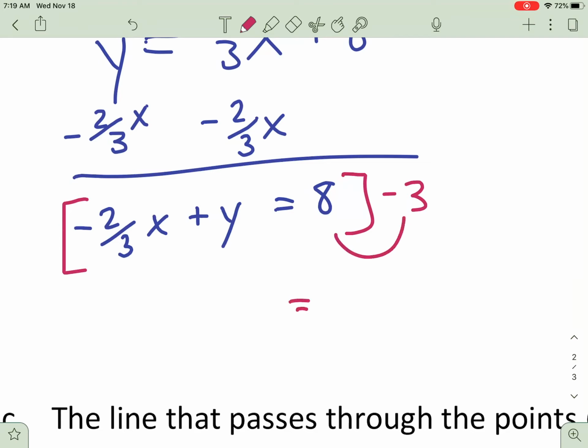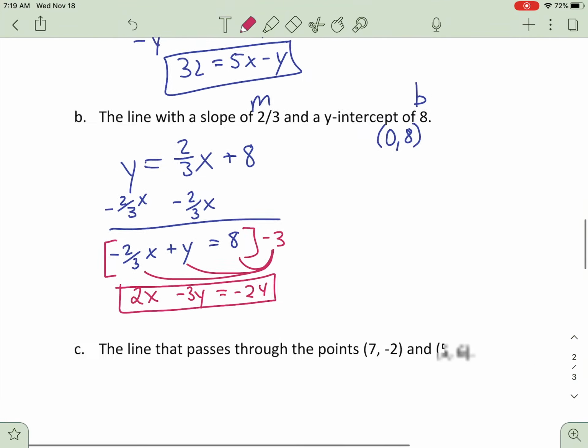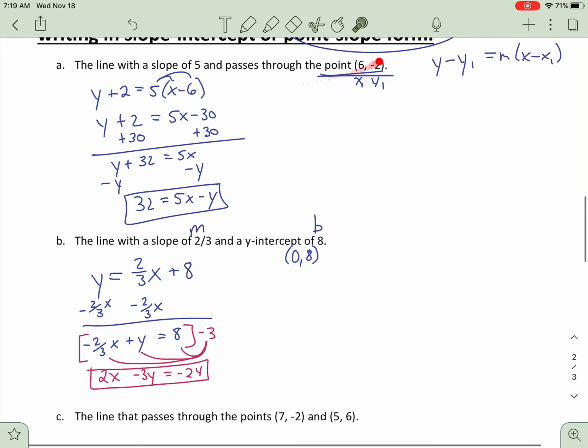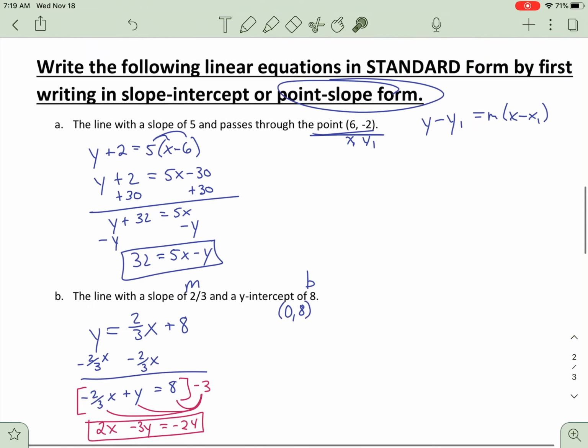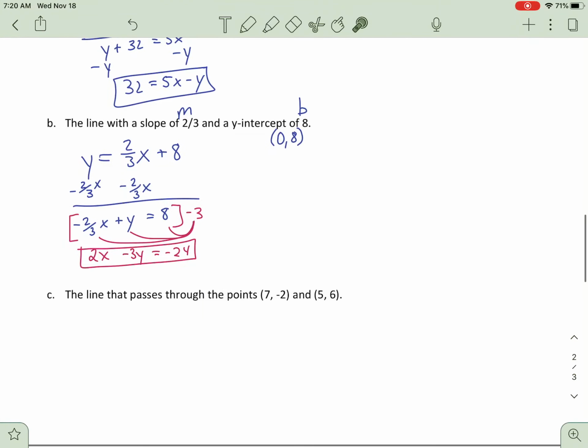Okay, so when I multiply that through, it gives me negative 24. Multiply it through, gives me negative 3y. Multiply it through, negative 3 times negative 2 gives me positive 6. Positive 6 divided by 3 gives me 2. Okay, done. All right, so as you can see, there's no easy way, no matter what the scenario is, there's no easy way just to put it straight into standard form. You have to put it in point-slope or slope-intercept first and then convert it over to standard form, okay? So whatever's easiest.